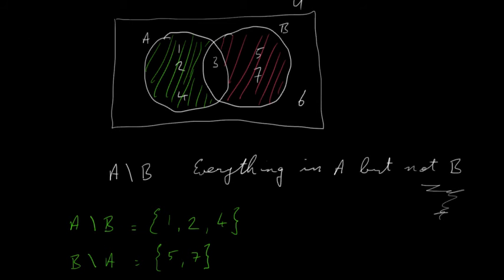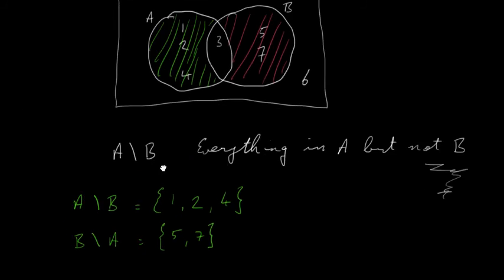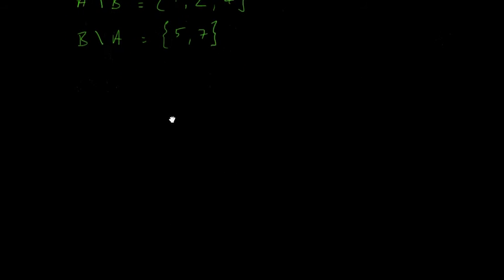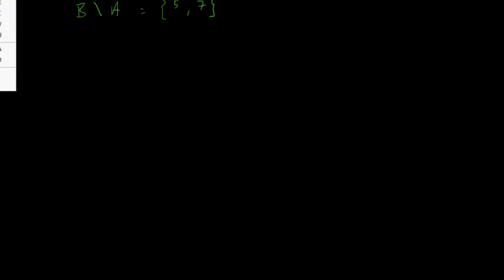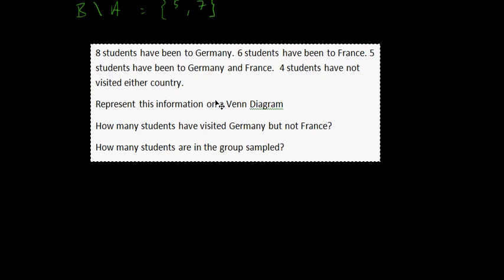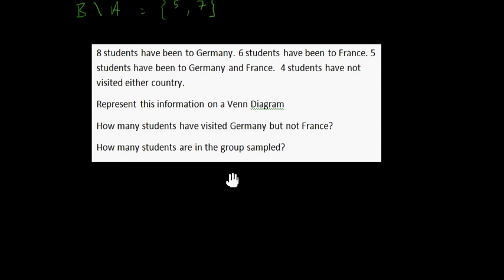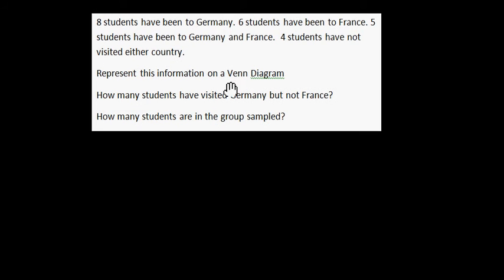Okay, so that's what's called set difference. Finally, I'm going to do a quick practical problem. This is it here. We're going to look at: 8 students have been to Germany, 6 students have been to France, 5 students have been to Germany and France, and 4 students have not visited either country. So we want to represent this information.